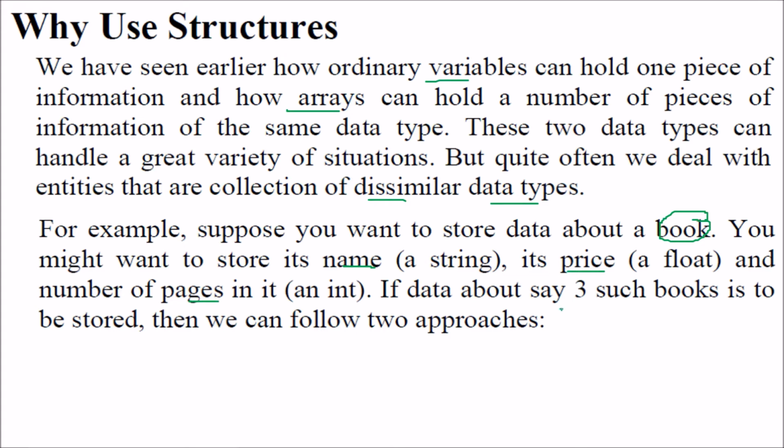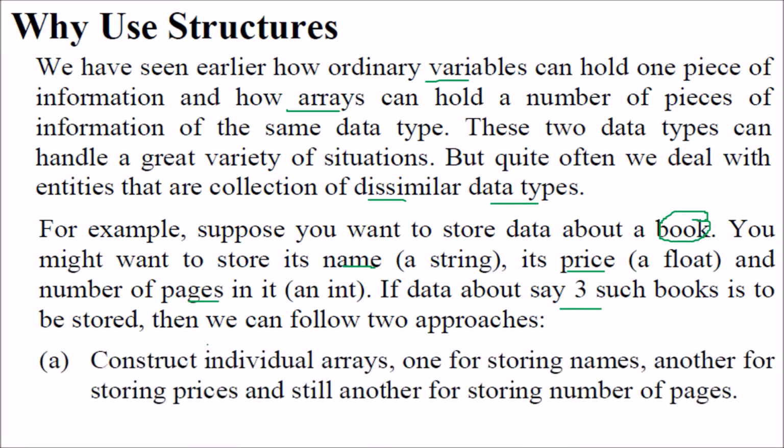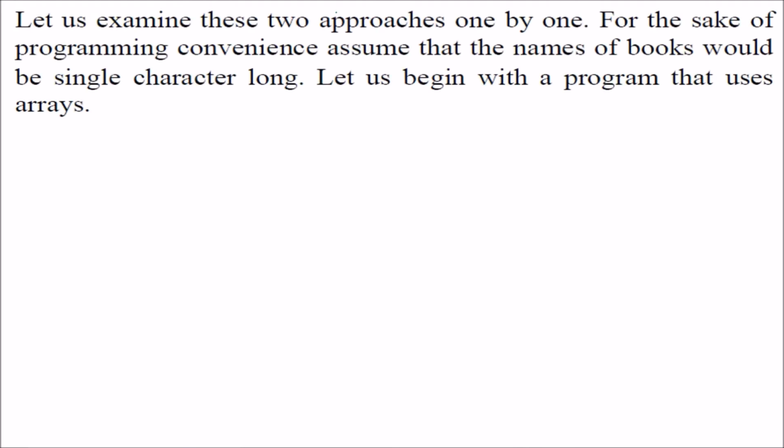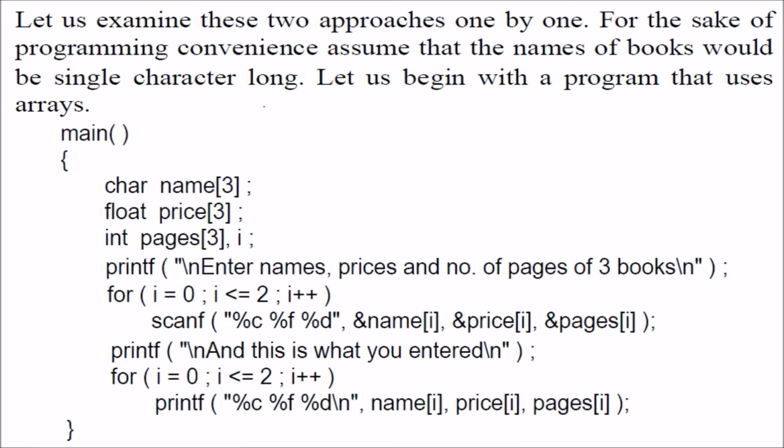So we have, say, 3 such books. For these 3 books, we have 2 approaches. First, we can construct individual arrays, maybe one for storing names, one for prices and one for the number of pages. And the second option is to use a structure variable. So let us see these approaches one by one. This is the first approach using arrays.